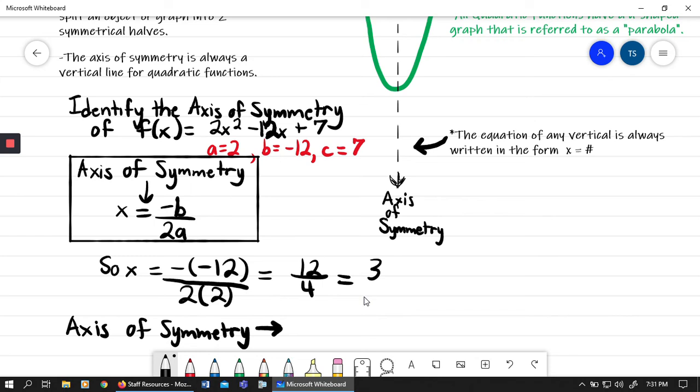So the equation of this vertical line is x equals 3 in this particular example, for the function that we've got here, f of x equals 2x squared minus 12x plus 7.